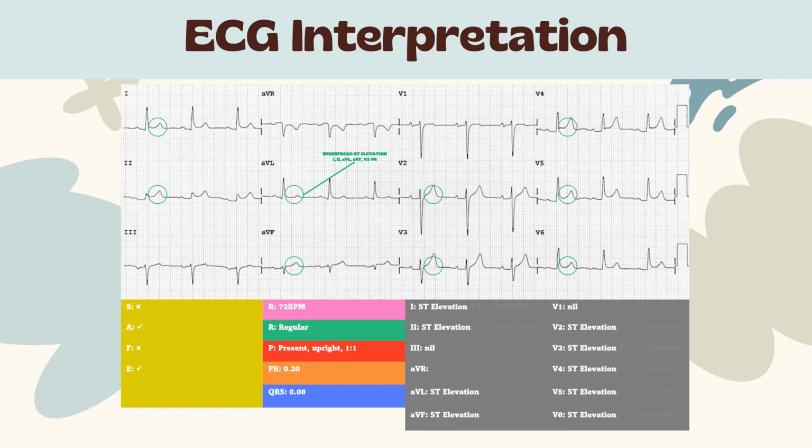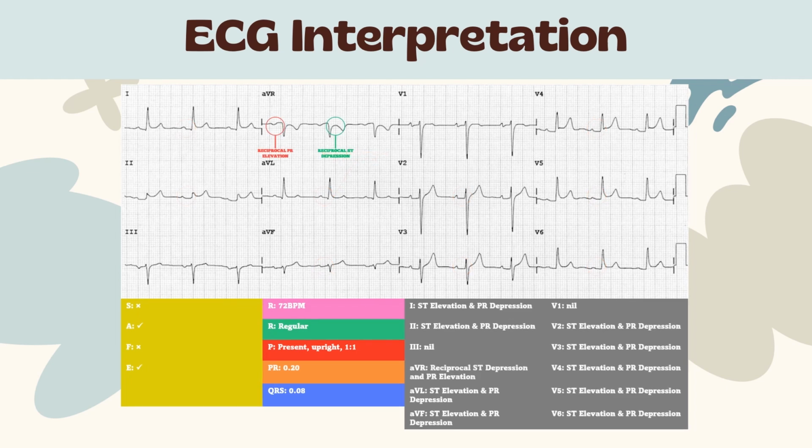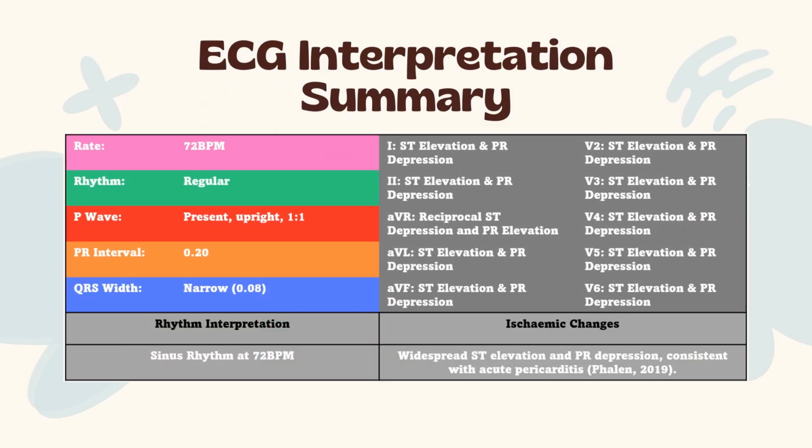In lead AVR, we can also see reciprocal changes with ST depression and PR elevation, which is typically seen in acute pericarditis. In summary, the ECG shows widespread concave ST elevation and PR depression, consistent with acute pericarditis. Additionally, characteristic of this condition are the reciprocal changes in lead AVR. These findings point to a possible inflammation of the pericardium, which should be promptly evaluated and clinically managed.